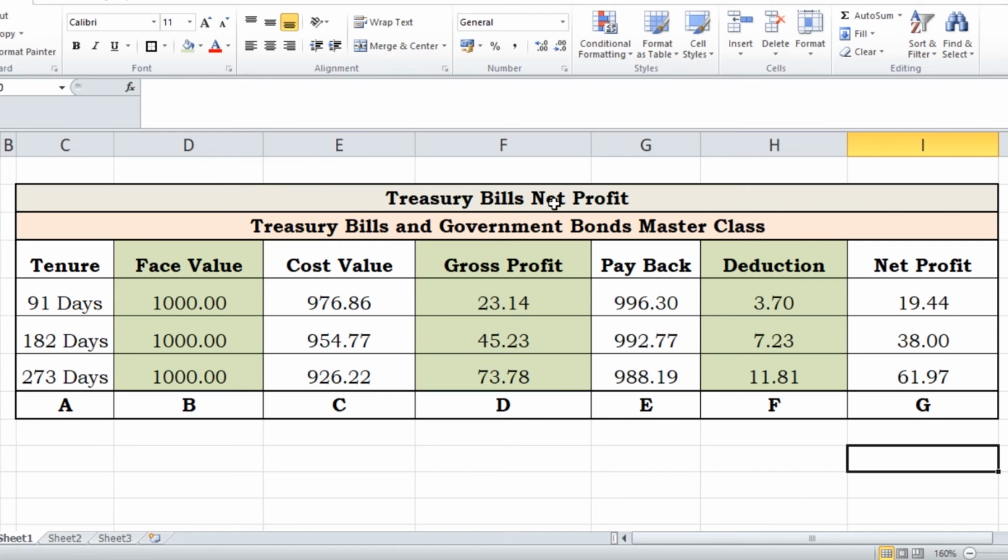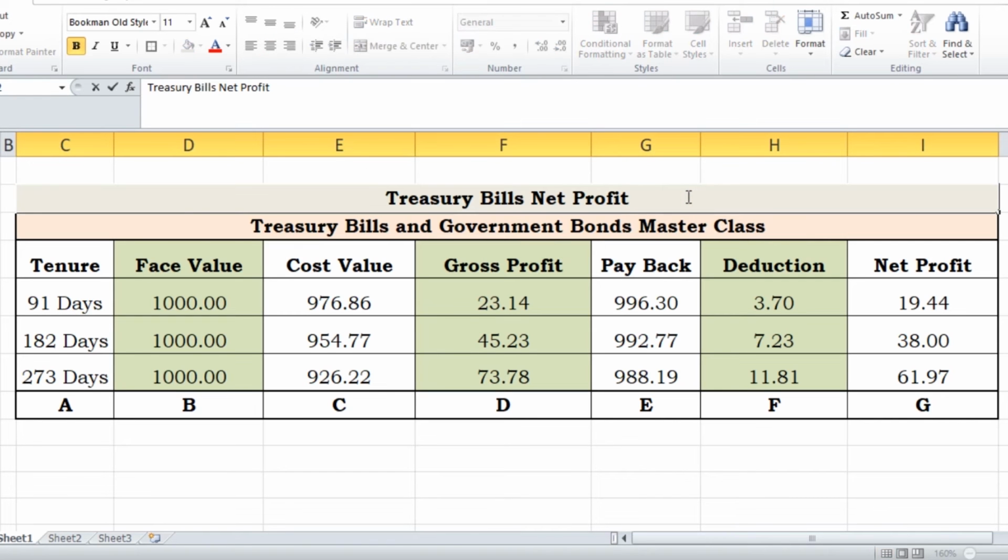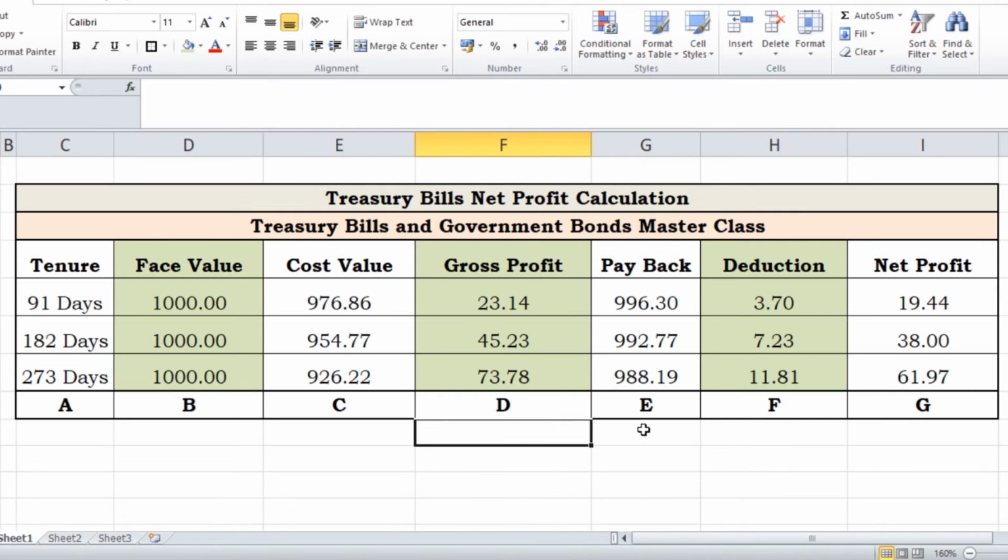So I'm calling it the Treasury Bills Net Profit calculation. So for you to know how much you are going to make on a treasury bill, the first thing you need to know is the tenure. You are investing for how many days? We have got 91 days, 182 days and 273 days. You can choose what you want.